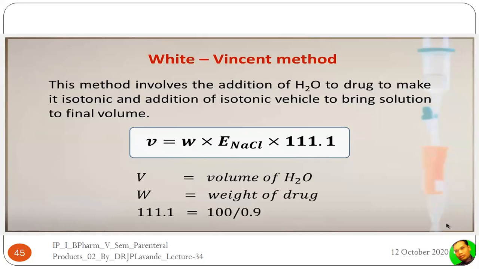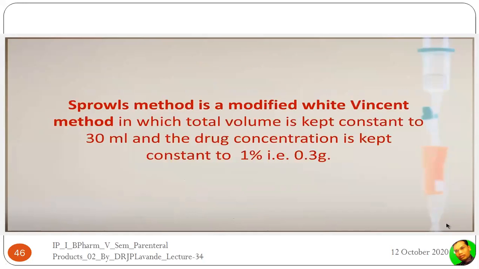that will give you 111.1. The Sprouse method is a modified White-Vincent method in which the total volume is kept constant at 30 ml and the drug concentration is kept constant at 1%, that is 0.3 gram. This is only the modification.